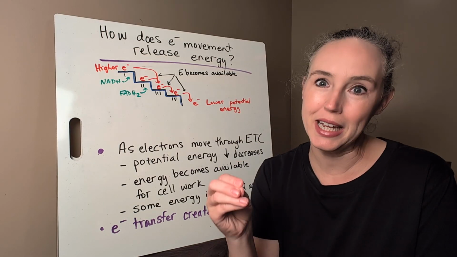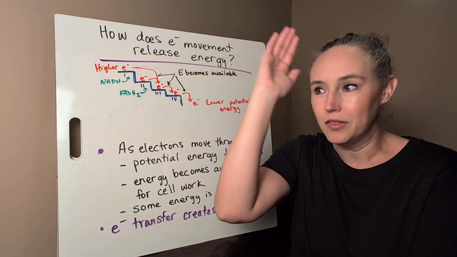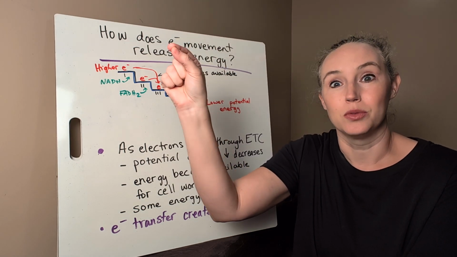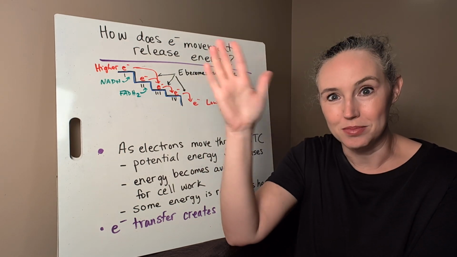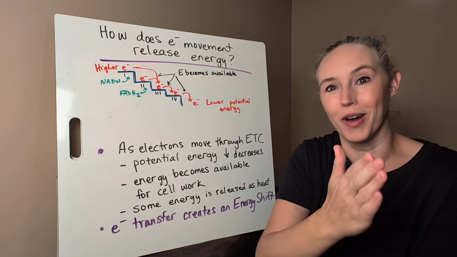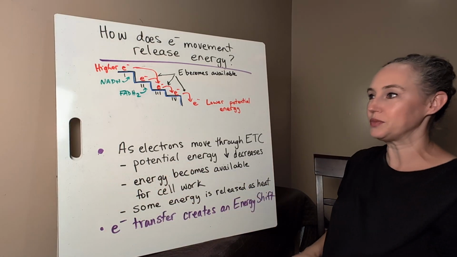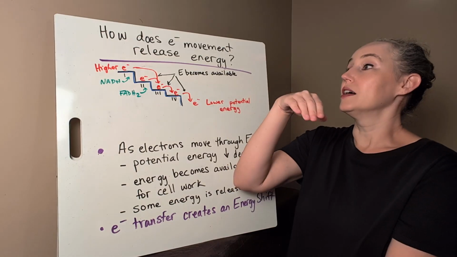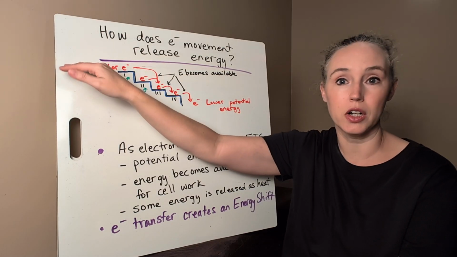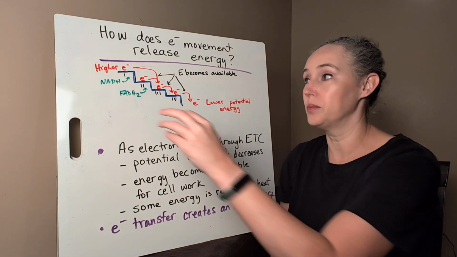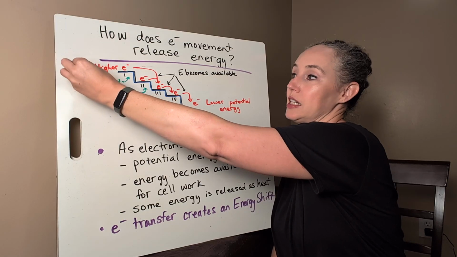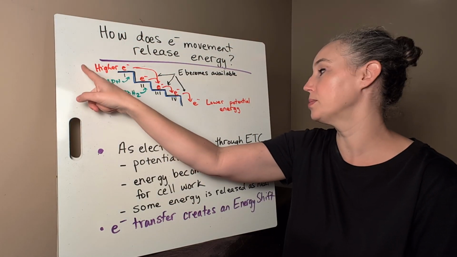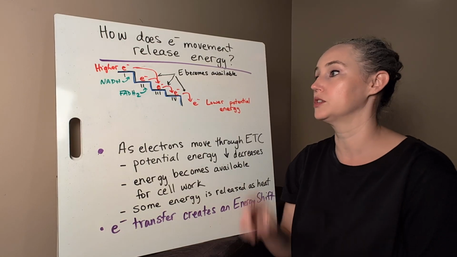So we have these many small intermediate steps to release energy a little bit at a time to make cell work happen. So check it out. If you recall from the previous video, electrons start in this system at a higher potential energy. So here's your electron. This is the higher potential energy. Here's the lower potential energy.